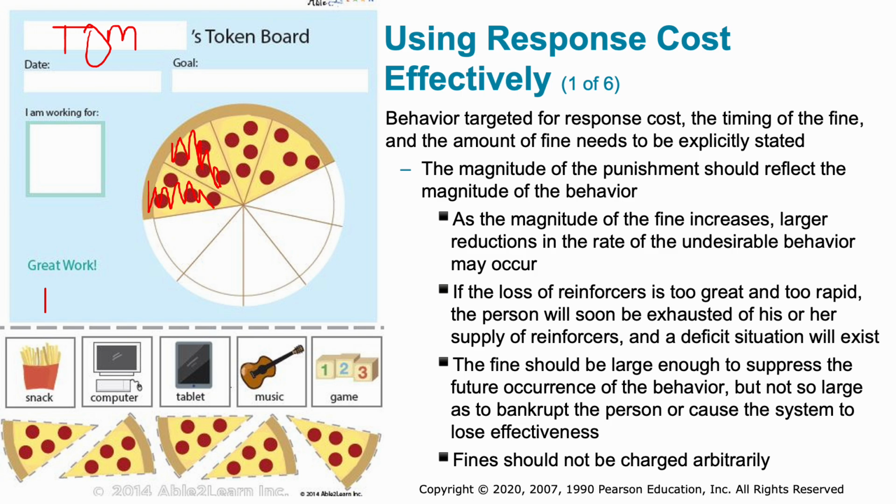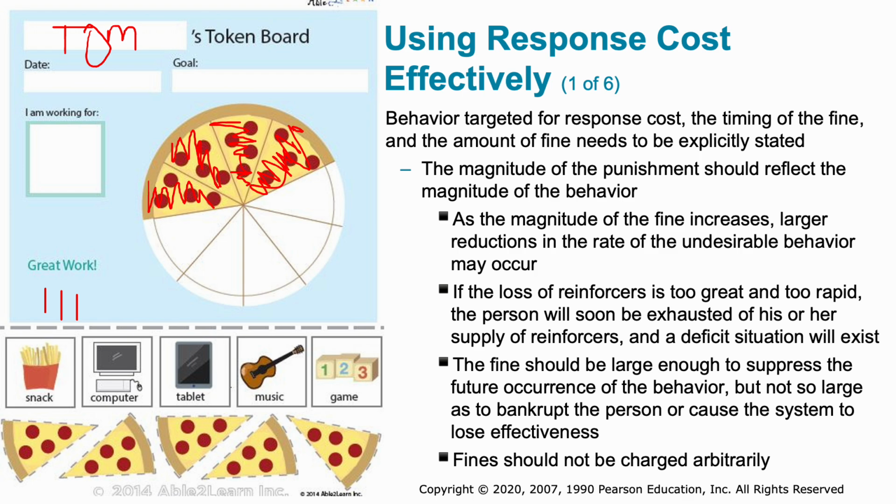1, 2. But now Tom engaged in aggression again. 1 more instance of aggression. So I have to take away 2 more slices. So I say, okay, well, you lost 2 more pizza slices. And now guess what? He's all out of tokens. And now pretend that he engages in a 3rd instance of aggression. Well, now he's lost all his tokens, so I don't have any more tokens to remove, which is going to be a problem, because how do I deliver a response cost procedure when there's nothing left to lose?